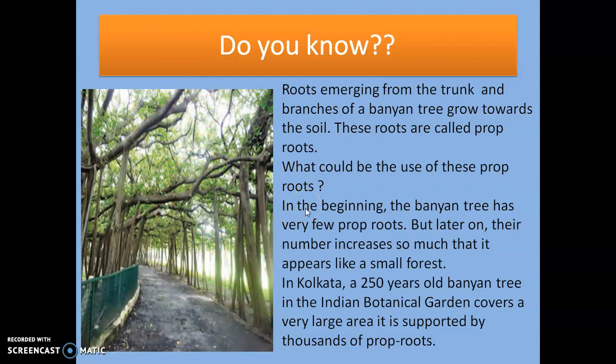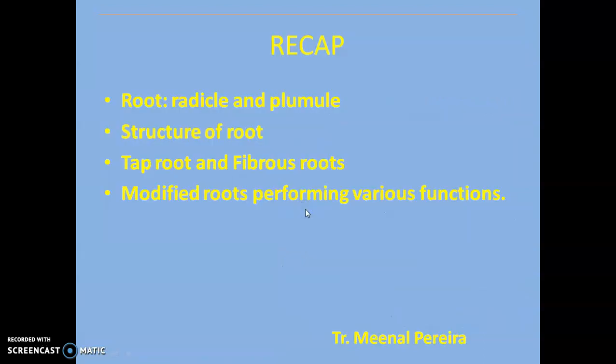So I hope you all are very clear about the roots. Let's quickly recap what we have studied in this module. We studied about root, what is radicle and what is plumule. The root develops from the radicle and the shoot develops from the plumule. We studied about the structure of the root: the root tip, root hair, root cap. Then we studied about the taproot and the fibrous root, and also the modified roots performing various functions.